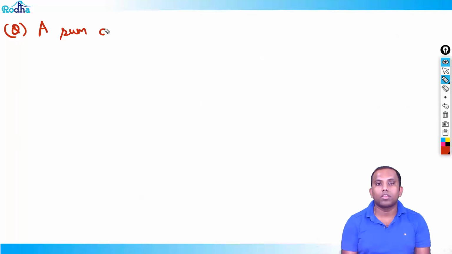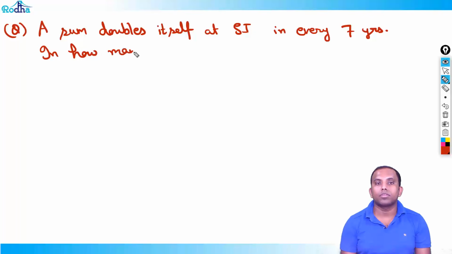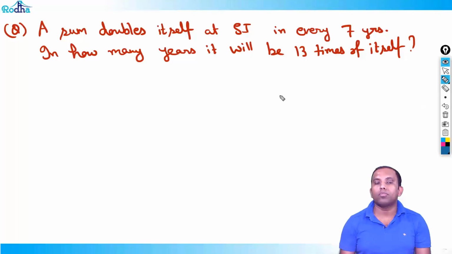A sum doubles itself at SI in every 7 years. In how many years will it be 13 times of itself? So again, quick thinking is required, not much formula.